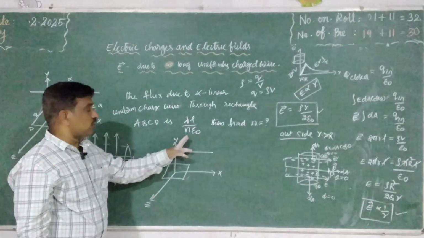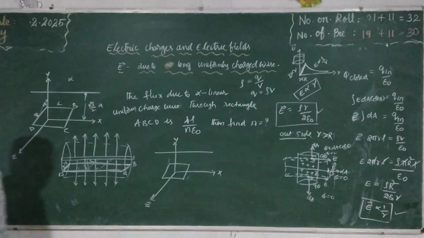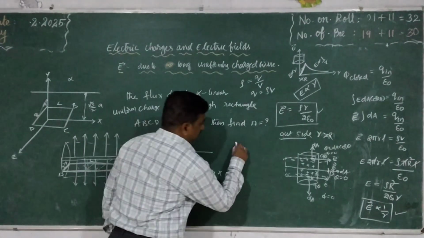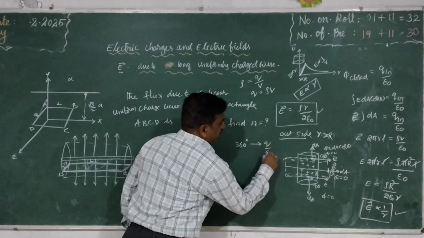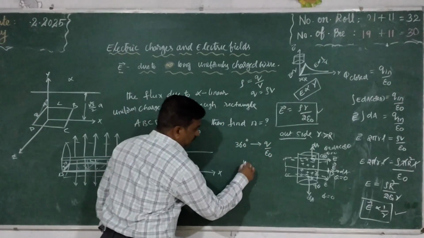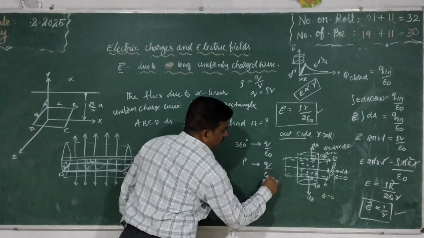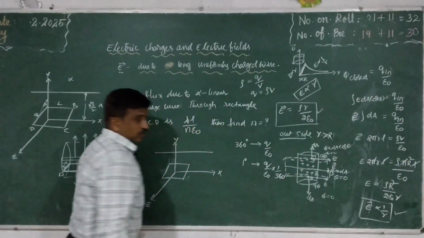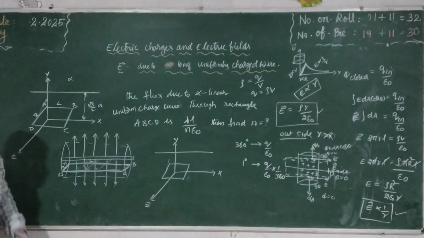In this case, what is the n value? For 360 degrees, what is the flux that passes? For 360 degrees the flux is q by ε₀. For 1 degree, it is q by ε₀ into 1 by 360. So we need to find that angle, and then we can substitute it to get the n value.